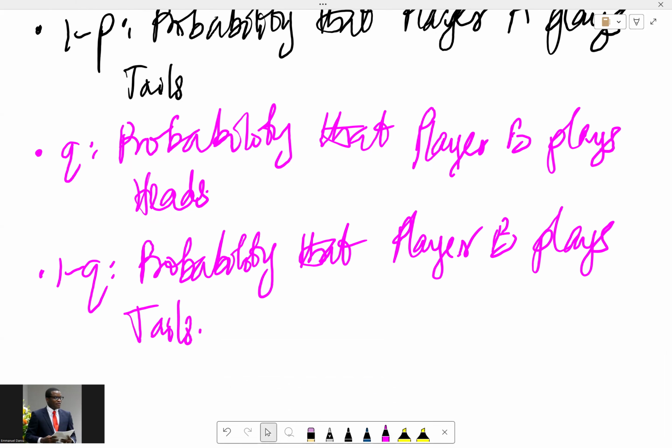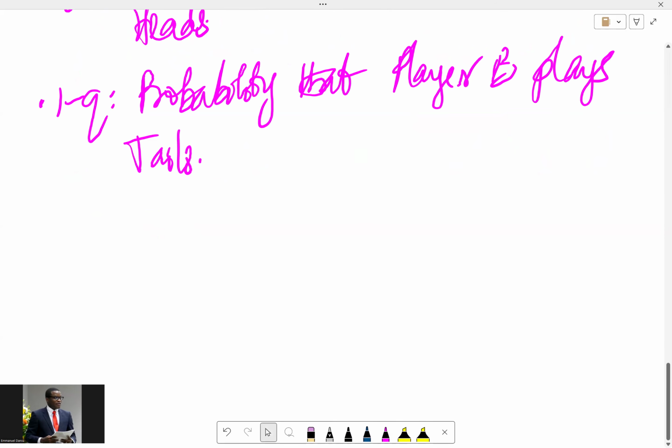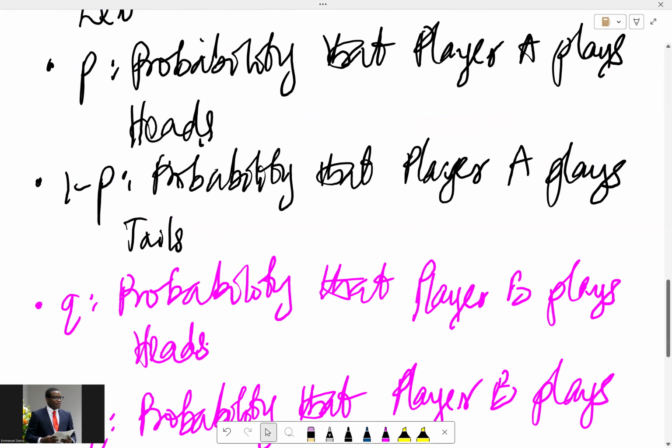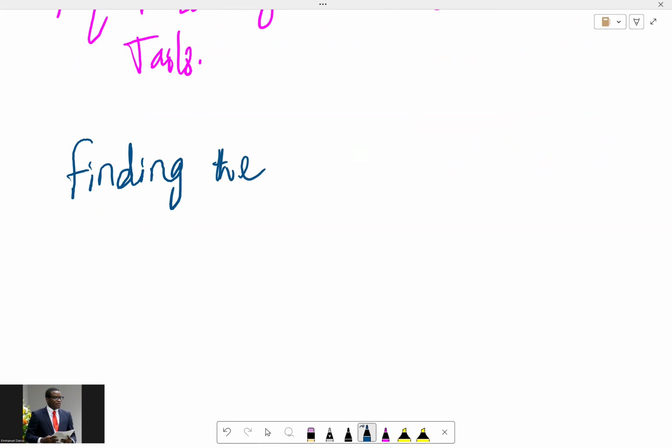All right. So having established the probabilities for the mixed strategy, we can move on to talk about finding the Nash equilibrium.